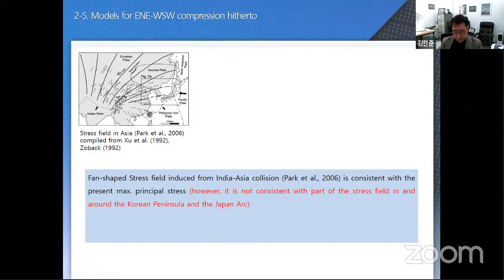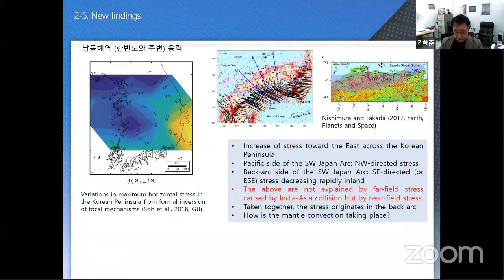The collision of India with Asia has been considered as the source of the stress field in Northeast Asia because the stress direction at the Korean margin appears to follow the fan-shaped stress field induced by the India-Asia collision. Recent observations from earthquake analysis suggest that the stress in the Korean Peninsula decreases much from east to west.